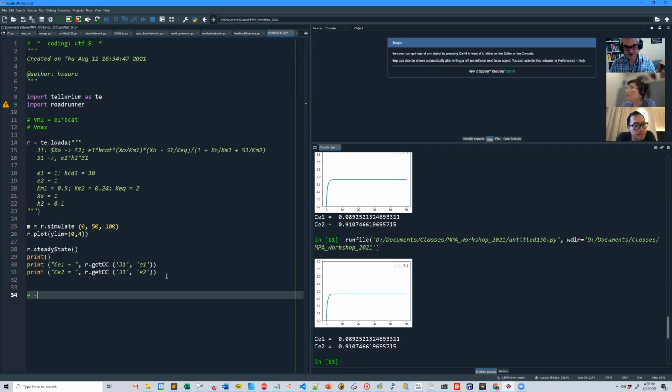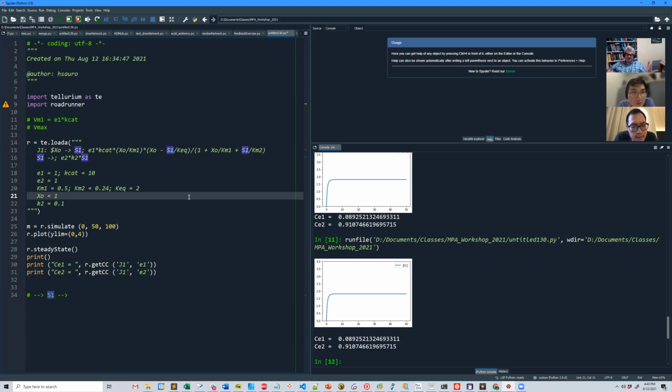If I drew this out, why would CE1 be so small? What's making it so small, do you think? Is it the feedback? There is feedback here effectively because S1 here, if I increase S1, it slows the reaction down. So S1 is like a product, it's inhibiting the reaction. So why do you think it's so low?